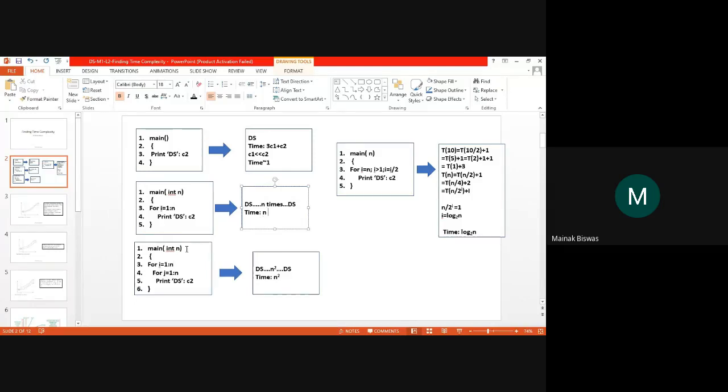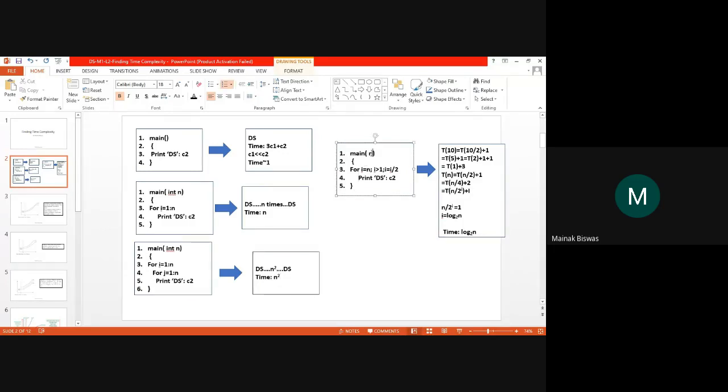N seconds. Now there are two for loops. For I equal to 1, J will run N times, printing DS. For I equal to 2, it will again run N times. So N plus N plus N, N times, becomes N square. So in this case, the function will run for N square times. I think you are clear till this moment.